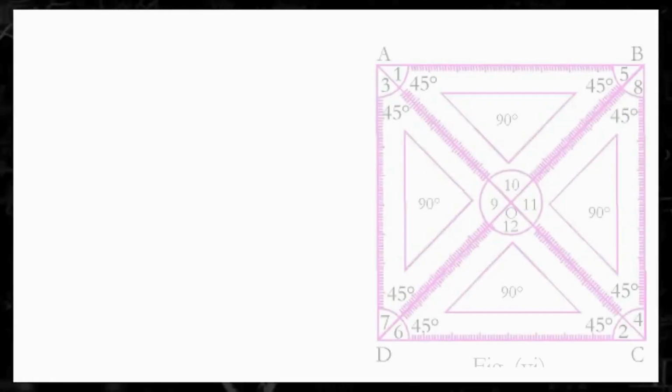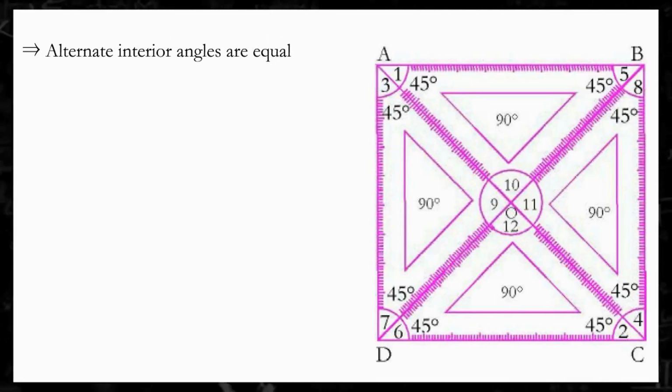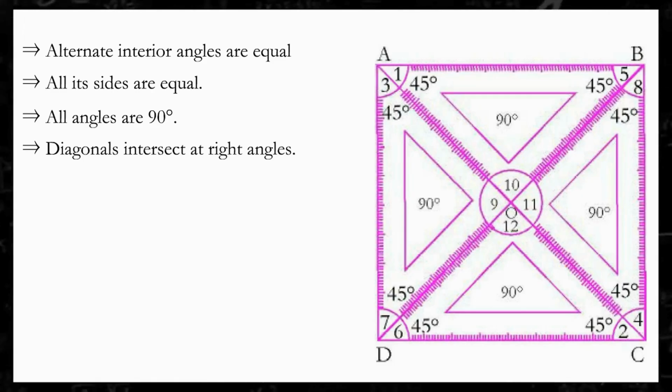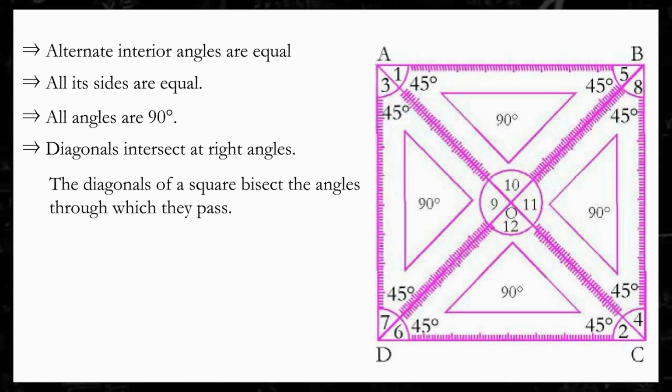Properties of a square. Alternate interior angles are equal. All its sides are equal. All angles are 90 degree. Diagonals intersect at right angles. The diagonals of a square bisect the angles through which they pass.